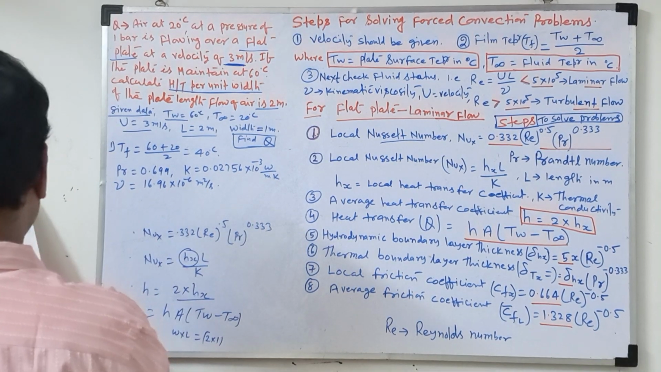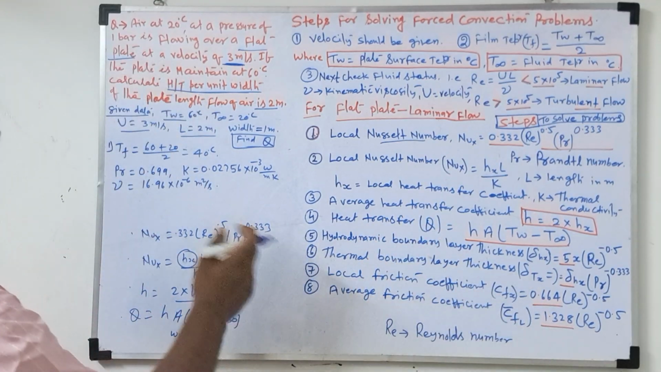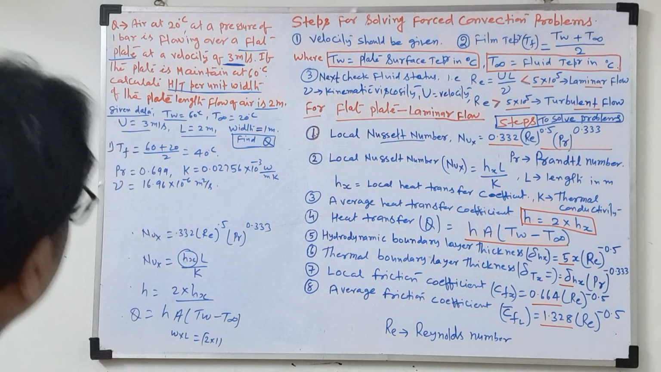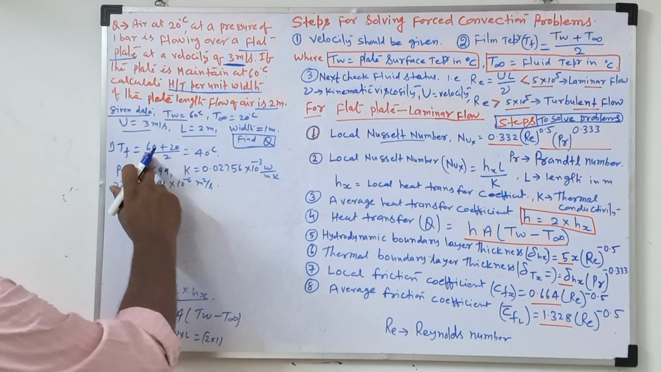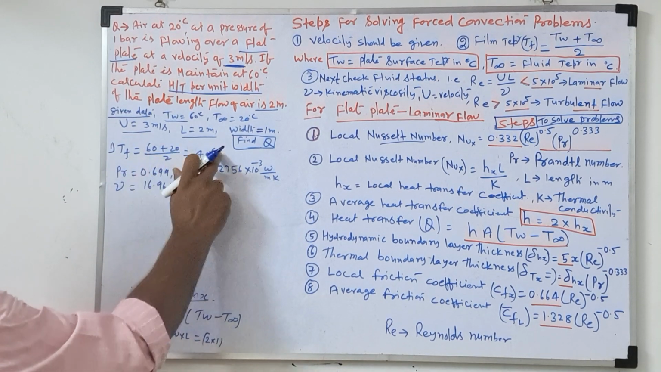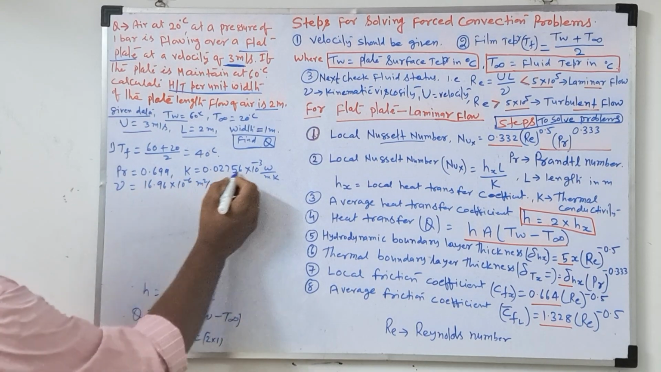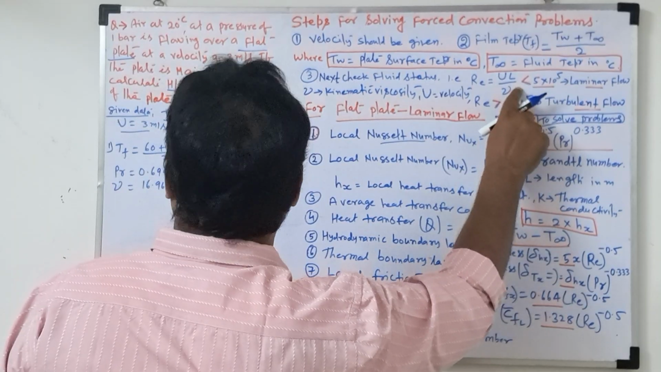This is the unit. These three are required; other things like density, if required, will also be written, but now they are not required. So now all the properties are written at 40 degrees Celsius: 60 plus 20 is 80, 80 by 2 is 40 degrees Celsius. Now check the status of the fluid.